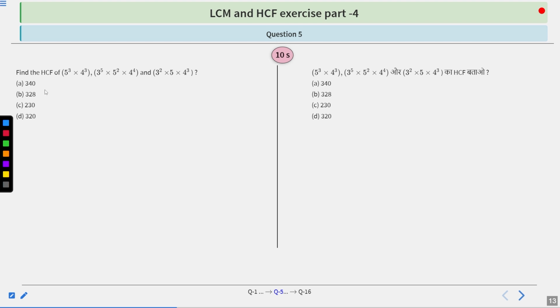Find the HCF of 5 cube into 4 cube, 3 raised to power 5 into 5 square into 4 raised to power 4, and 3 square into 5 into 4 cube. Options are 340, 328, 230 and 320. These are the options, and I'm giving you 10 seconds to find out the correct answer. After that, I will do the solution.